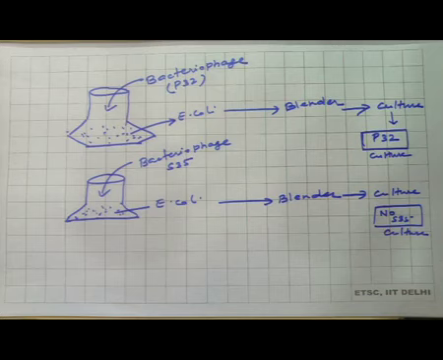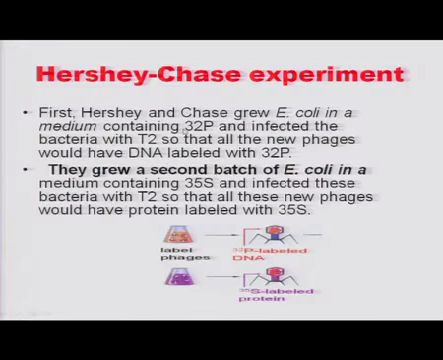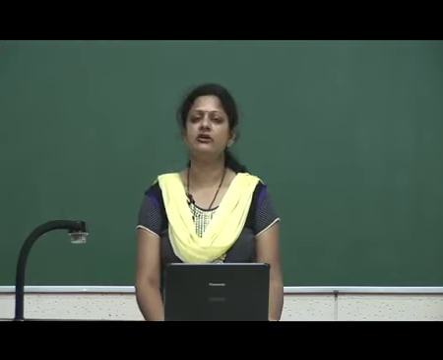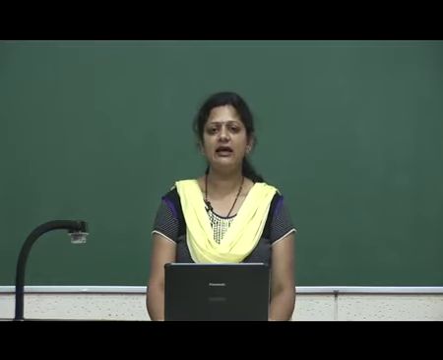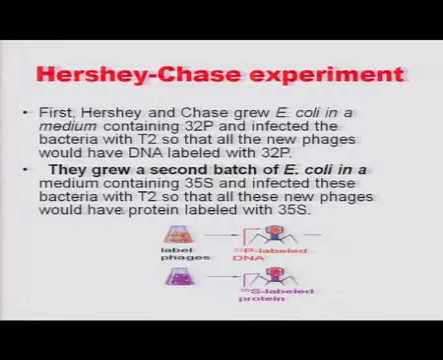So, first Hershey and Chase grew E. coli in a medium containing P32 and infected the bacteria with T2, so that all the new phages would have DNA labeled with P32. So, firstly they grew the bacteriophage with E. coli cells having radioactive phosphorus P32, and in the second phase they grew the bacteriophages in E. coli cells having the radioactive S35 sulfur atom in the medium. After growing the bacteriophage in the medium with radioactive atoms, they found radioactive labeled S35 bacteriophage and radioactive labeled P32 bacteriophage.